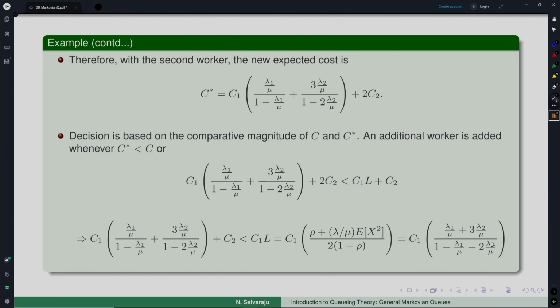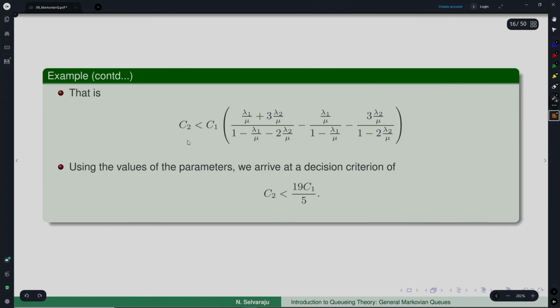Now, you have lambda 1, lambda 2, mu, so you have all these expressions, and you can simplify it into this form. If you plug in all these values, you will arrive at the value 19 by 5. So, using the parameter values, we can obtain the decision criteria to be this. An additional worker is added provided C2 over C1 satisfies this relationship; otherwise, it might be a good idea from the cost perspective to continue with the single worker. If the cost of the worker is less than 19 by 5 times the cost per unit of waiting that you are associating, then add the worker. So, depending upon these two costs, the decision can be taken whether to add a second worker or not.